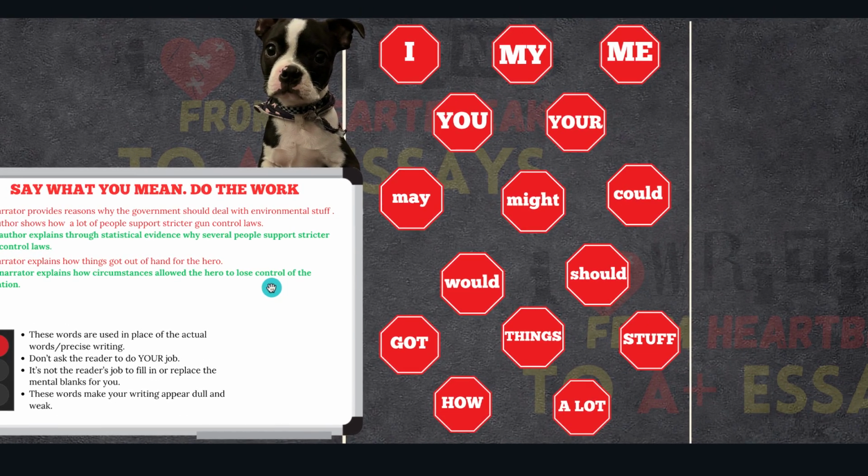So let's go over them again. We got the personal pronouns: I, me, my, you, and your. We got the conditional words: may, might, could, would, should. And then we got the vague and lazy words: got, things, stuff, how, and a lot. 15 words you want to immediately, beginning today, eliminate from all formal essays that you write going forward.